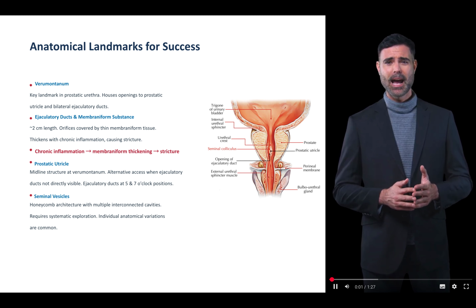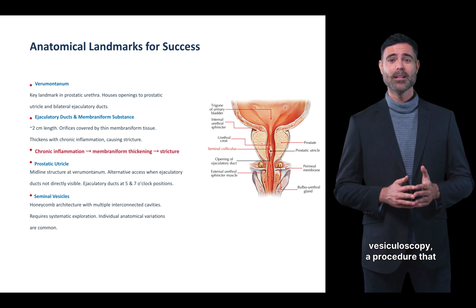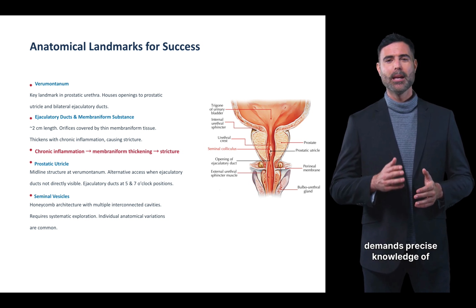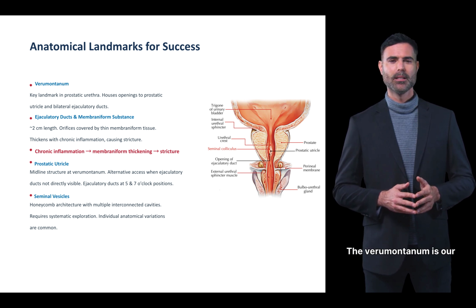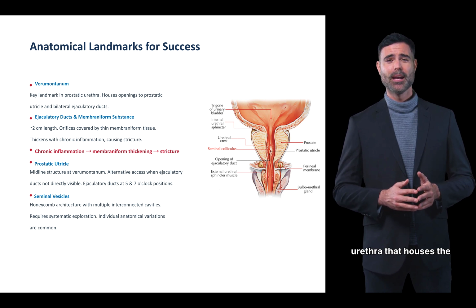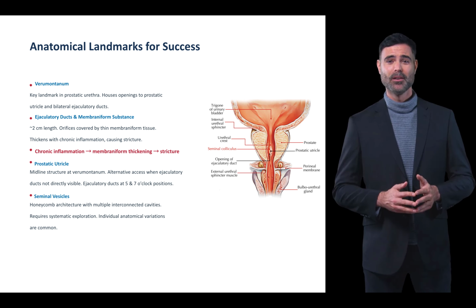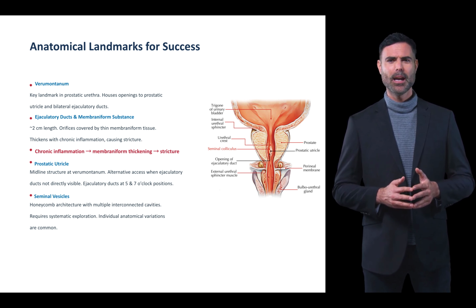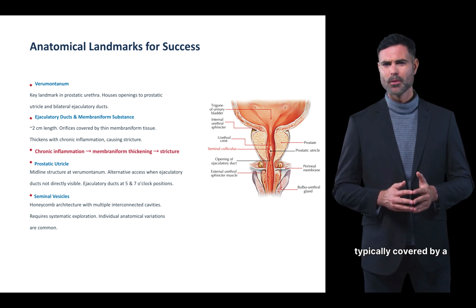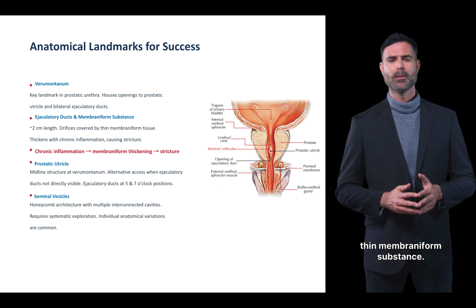Understanding the anatomy is absolutely critical for successful vesiculoscopy, a procedure that demands precise knowledge of the male reproductive system. The verumontanum is our key landmark. It's a small elevation in the prostatic urethra that houses the openings to the prostatic utricle and the bilateral ejaculatory ducts. These ejaculatory ducts are approximately 2 centimeters long, and their orifices are typically covered by a thin, membraniform substance.